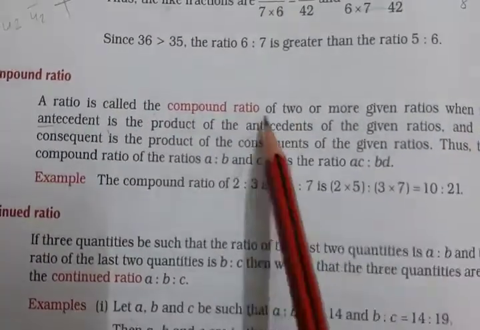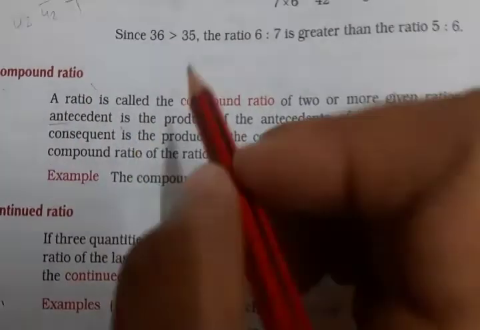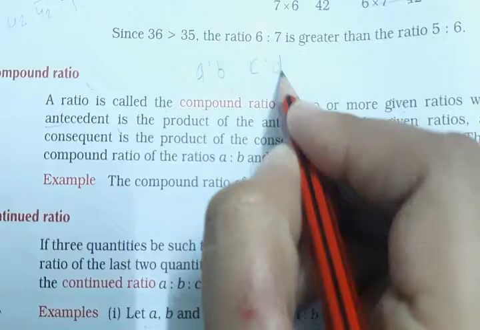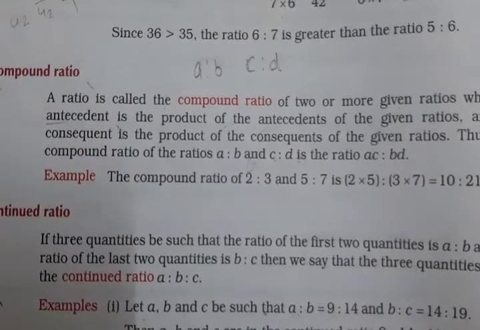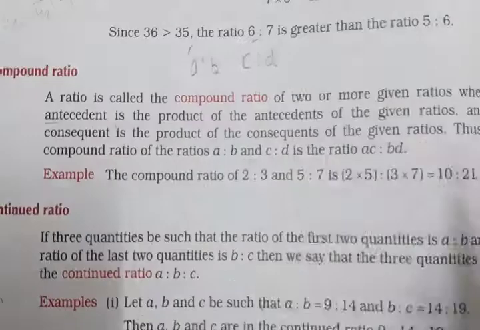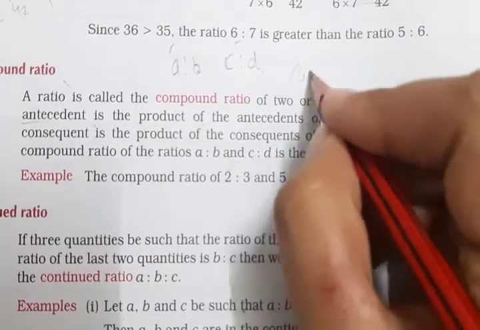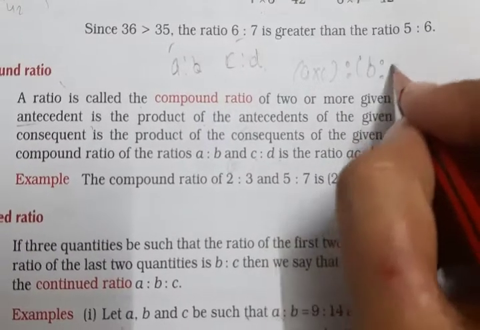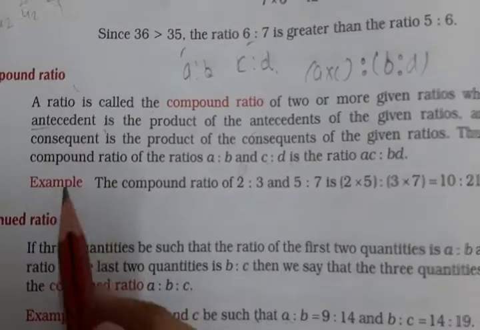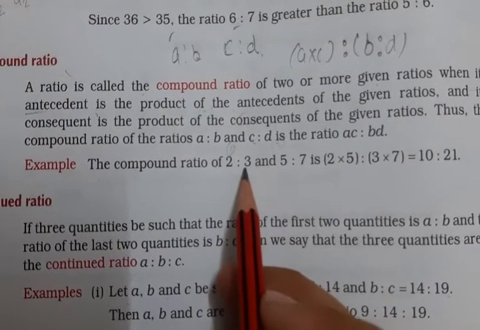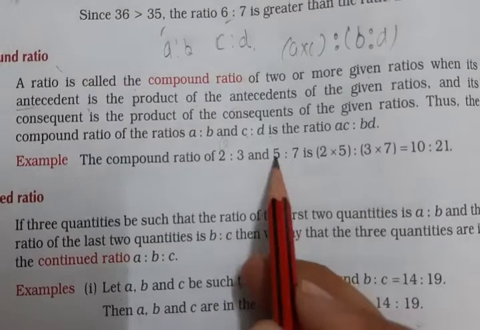Now, how to do a compound ratio? If we are given the ratio A:B and the ratio C:D, how do we find the compound ratio? We multiply the first term by the first term and the second term by the second term. Write A×C : B×D. Understand? Now an example: the compound ratio of 2:3 and 5:7.